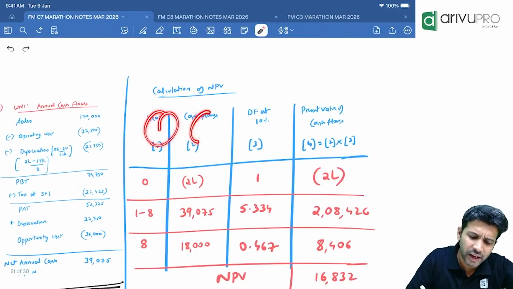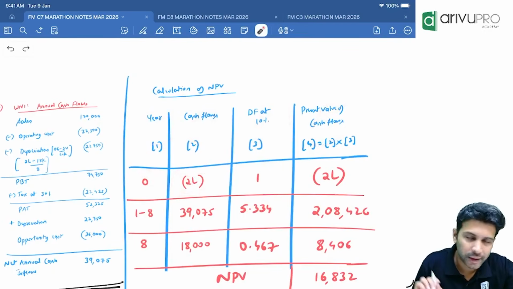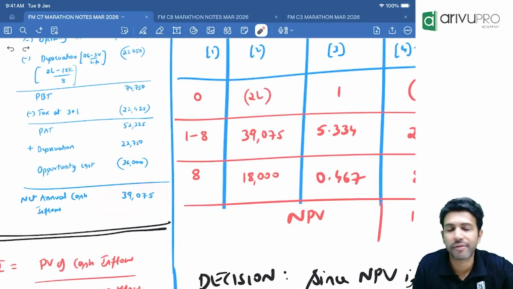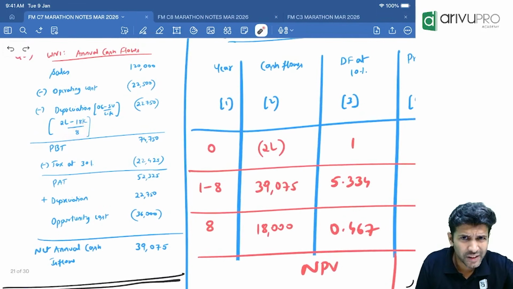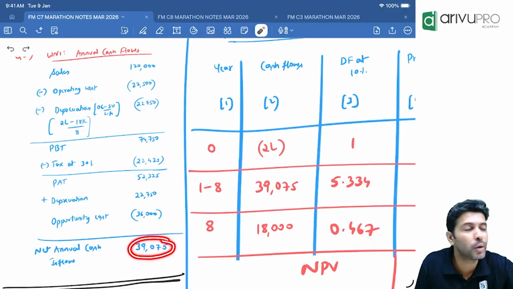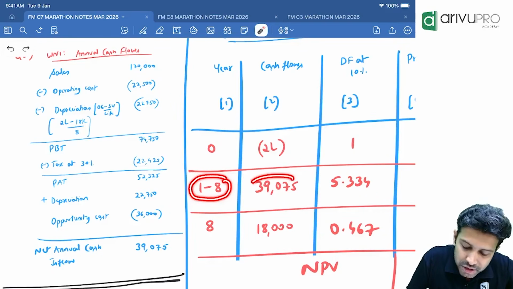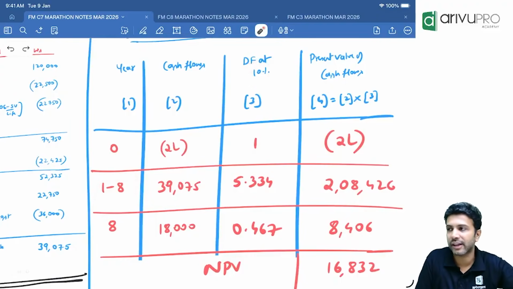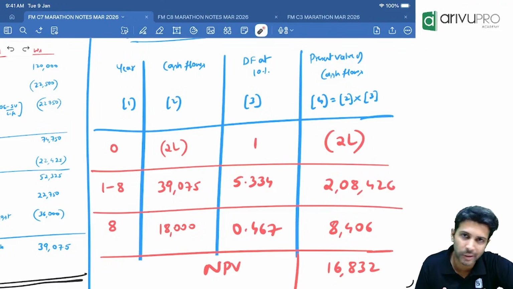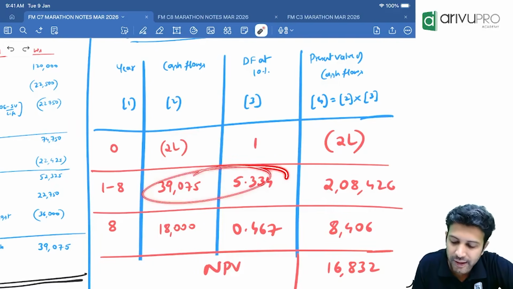Now calculate the NPV. The normal NPV table: year, cash flow, discount factor, present value. Year 0, how much did you invest to buy the asset? 2 lakh. Now this 39,075 is changing every year or same every year? For how many years? 8 years. So should we use PVIF or PVAF? If you're getting the same cash flow every year, we can take PVAF. In the year column, what do I write? 1 to 8. How much cash inflow? 39,075. So at 10%, give me PVAF for 8 years. 1 divided by 1.1, press the equals button 8 times and then the GT button. 5.334. Multiply and you will get the present value.